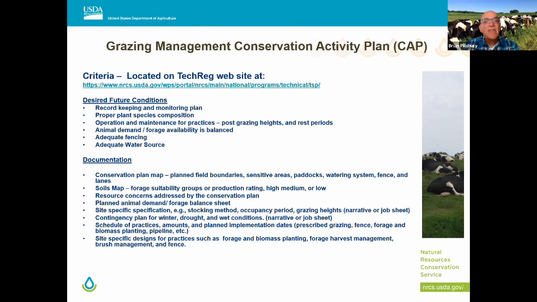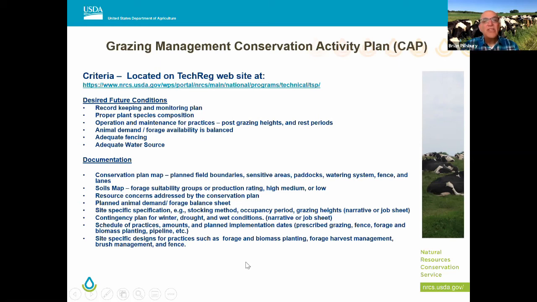The fencing that's going to be needed needs to be shown on a map, that proposed fencing and proposed water locations, as well as designing the forage and biomass planting, or the hay and pasture plantings mixtures that you're going to be putting on there, and a record keeping plan. In other words, a plan for how you're going to keep track of your production on your pasture. You're going to keep track of your monitoring. The most logical thing in pasture record keeping is keeping track of how many grazings you get on each pasture every year. It's very important, because then you can see how your pasture production changes over time.